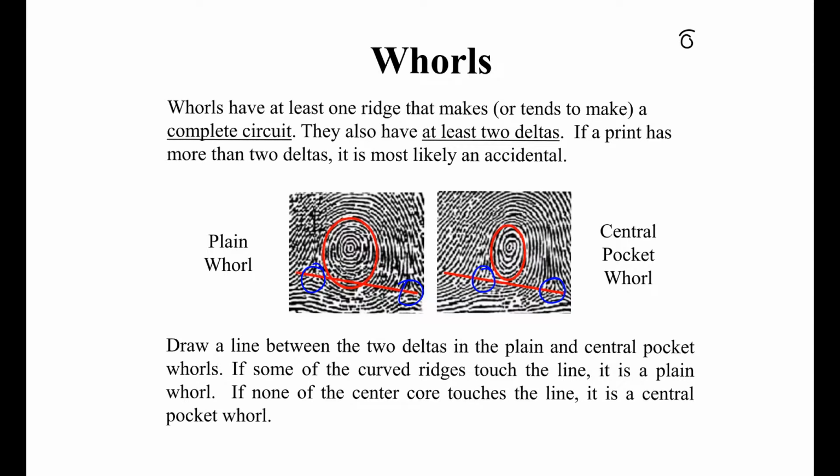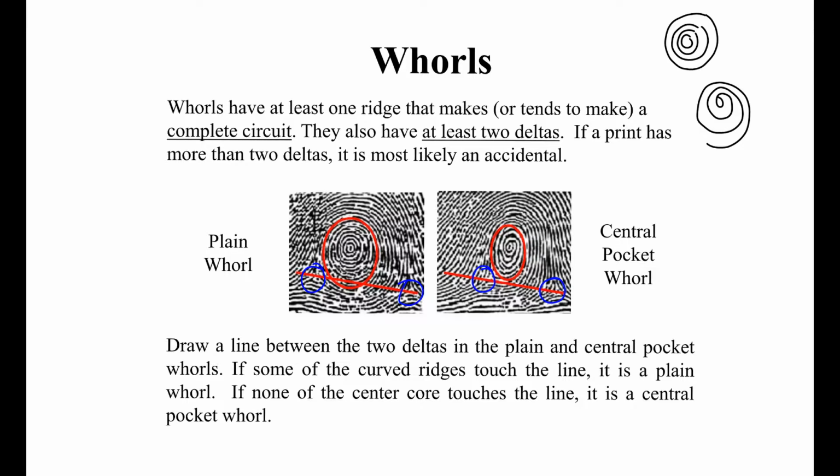It looks like I have a circle, and then another circle around that, another circle around that, another circle around that. Whereas the central pocket whorl looks more like a spiral. So I start off with this opening, and then I spiral around. Okay, so that's one of the ways I tell the difference. Now, it's not always easy to see that right off the bat. The more fingerprints you look at, the better you become at telling the difference between all of these different kinds.